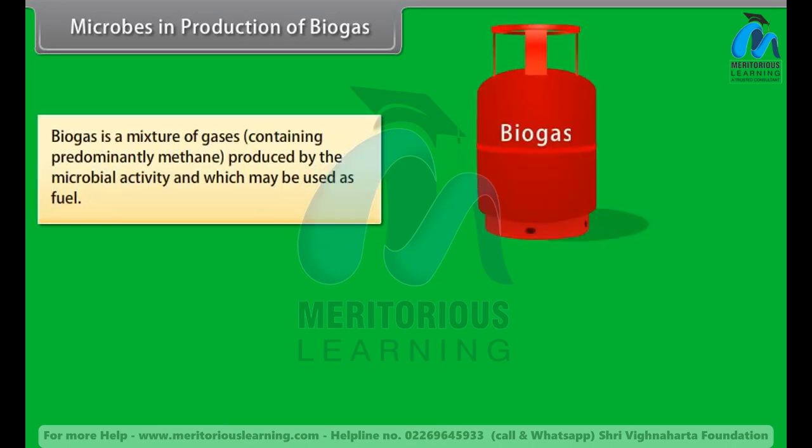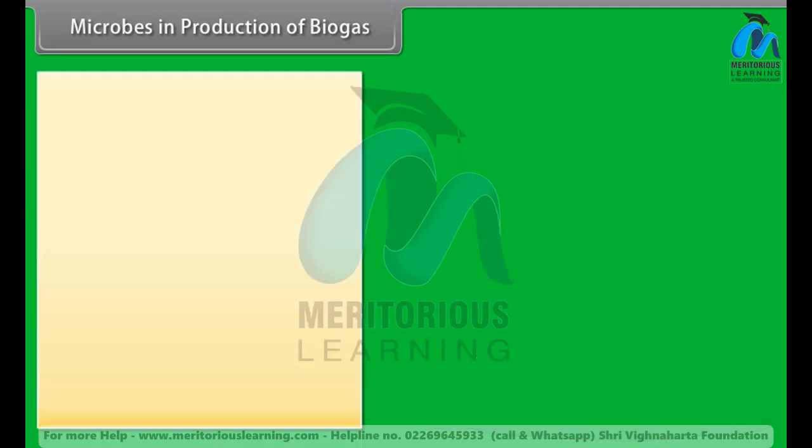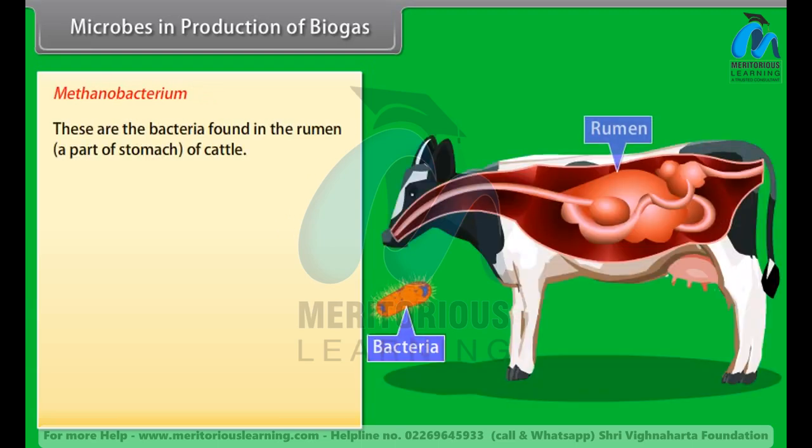Biogas is a mixture of gases containing predominantly methane, produced by the microbial activity and which may be used as fuel. Cow dung is the main source for the biogas, as the bacteria in dung has more potential than others. Methanobacterium. These are the bacteria found in the rumen, a part of stomach of cattle.